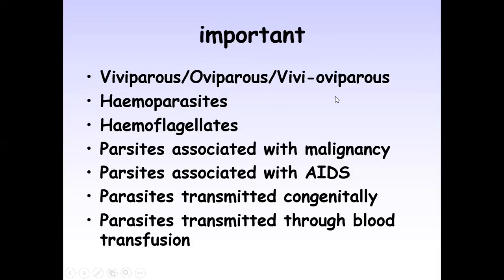You also need to know what is the difference between viviparous, oviparous, and vivi-oviparous. Anybody can give me the difference? Hemoparasites kya hote hain? What are hemoparasites? Parasites of the blood. Parasites which are going to be found in the blood. Hemoflagellates. Flagellated parasites that are found in the blood. Yes. What is the name of a hemoflagellate? Leishmania.